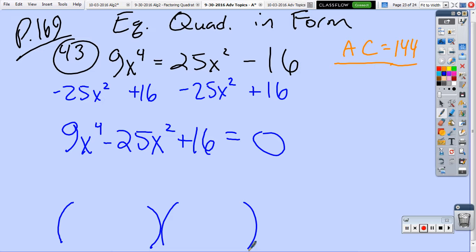Can we take out a 3, like the minus 1? Yeah, I would definitely do that if I could, but 3 is not a factor of 16 or 25. But yeah, that's always a good idea. Take out a greatest common factor if you can first.